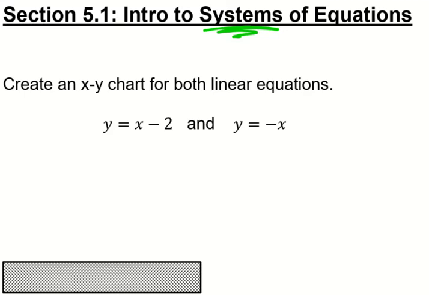And the first activity here is create an XY chart for both linear equations. Now, it's worth noting that an XY chart is just going to be a collection of what? Starts with an S. Solutions is the word I'm looking for. So we want to create an XY chart for both linear equations.